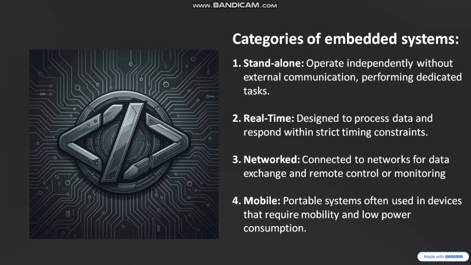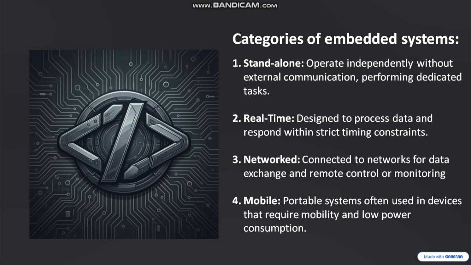Categories of embedded systems. Embedded systems are classified into different types based on how they work. First one is the standalone embedded system. It works independently without any external connections, for example, microwave ovens and calculators. Second one is the real-time embedded system. It must respond within a specific time, for example, airbags in cars and medical monitoring systems.